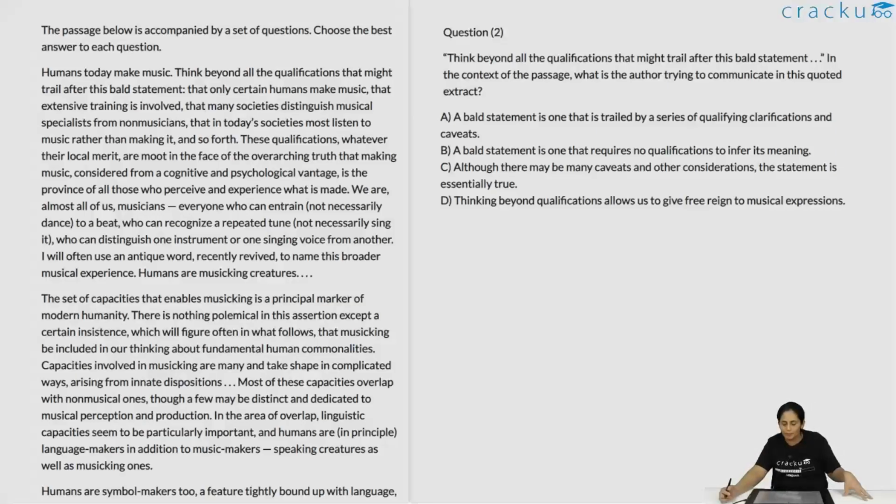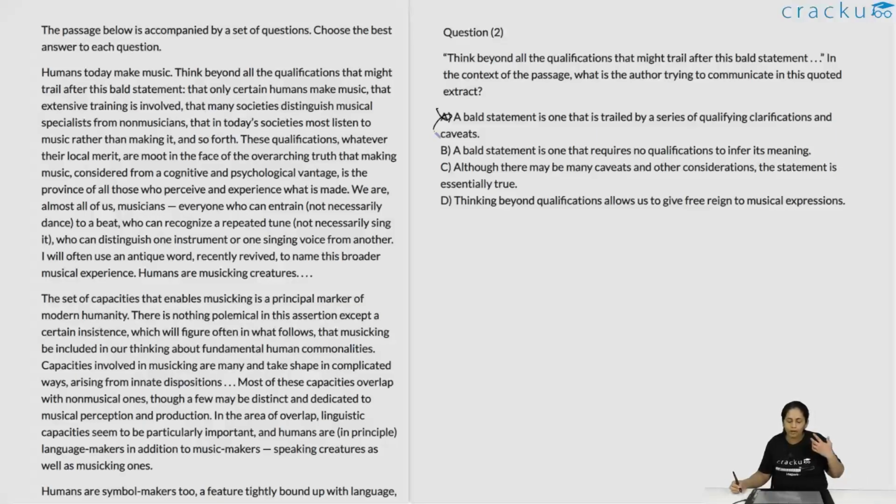So in the context of the passage, what is the author trying to communicate in this quoted extract? A bold statement is one that is trailed by a series of qualifying clarifications and caveats. That is not what a bold statement is. And in this case, this bold statement is trailed by a series of qualifying clarifications. But in general, a bold statement is one with no explanation. And in this case, the author says that if you ignore the caveat, this statement is still true. So A is incorrect.